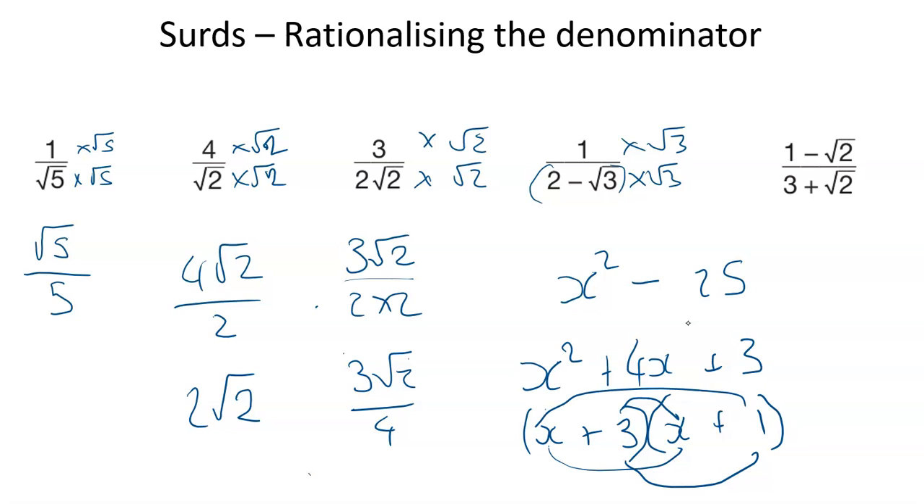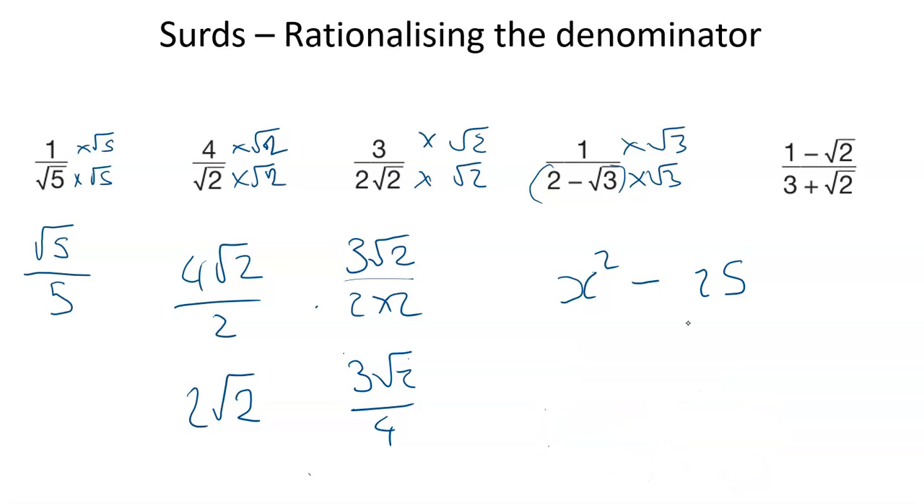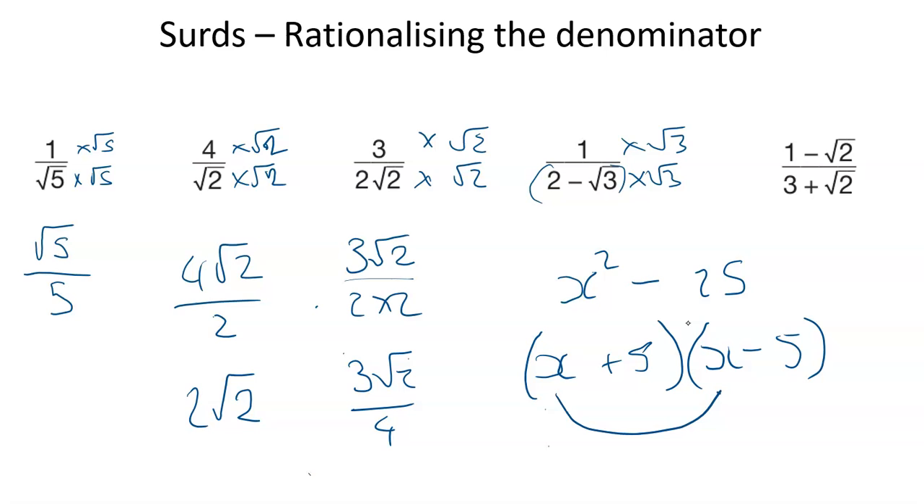4x. When you've got the difference of two squares, you can solve this by doing the same sort of idea: the square root of that plus the square root of that, and the square root of that minus the square root of that. And that way, what happens is you get x squared, great, you get minus 5 times 5, minus 25, and then you get positive 5x and negative 5x, which cancel, which is why we haven't got a term in the middle.